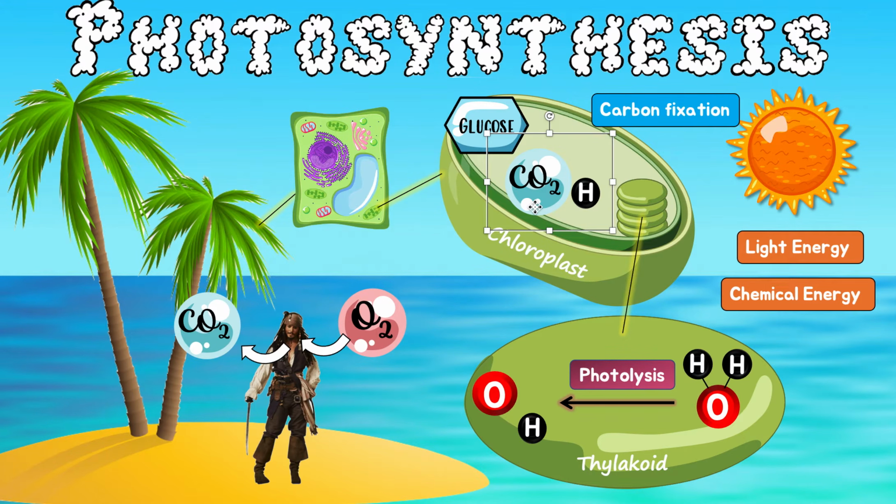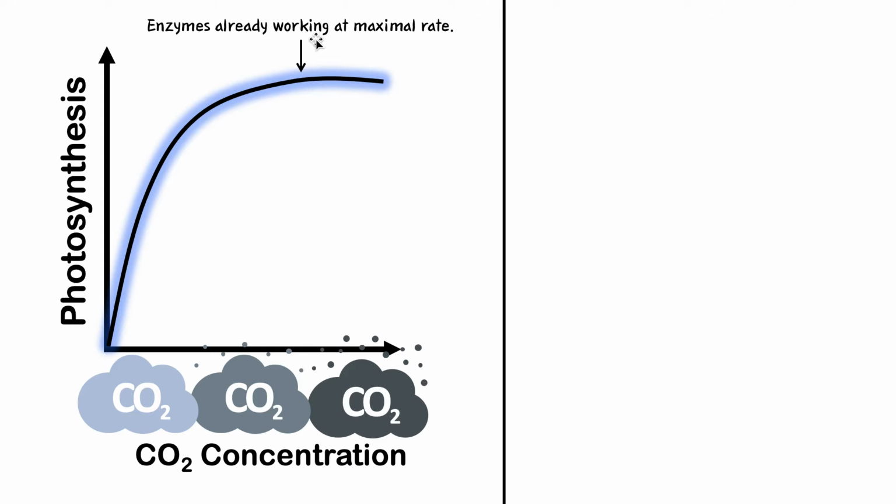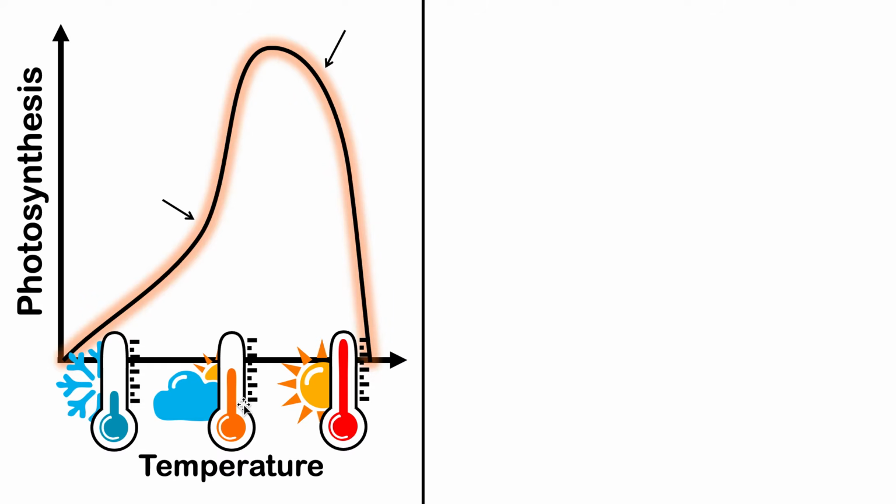Now, if you increase carbon dioxide, that means you can make more glucose. But there's an extent. Remember, there's an enzyme that's combining these hydrogens and carbon and oxygens together to make glucose. There's only a certain amount of enzymes. So if you give them more and more carbon dioxide, they will start being full. They will start working at their optimal rate. So giving them more carbon dioxide will not necessarily help because they're already working at their maximal effort. Make sure you understand that. Enzymes are already working at their maximal rate.